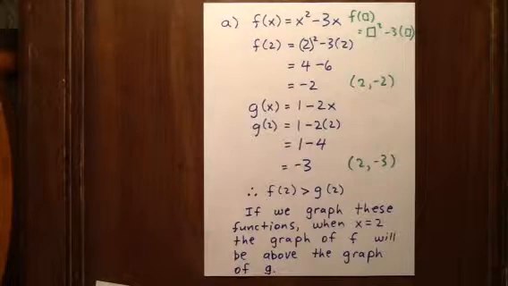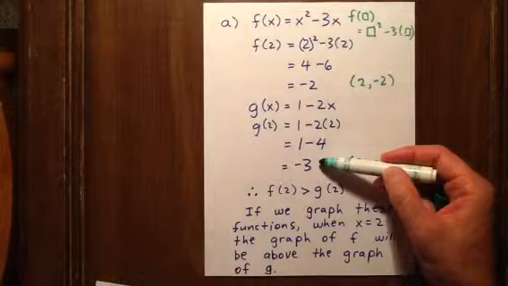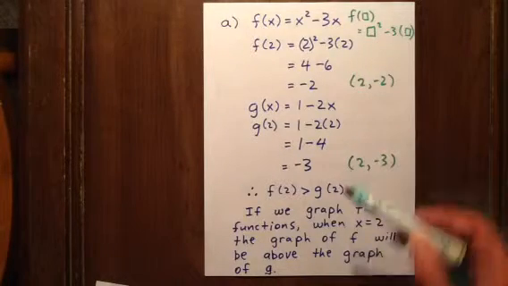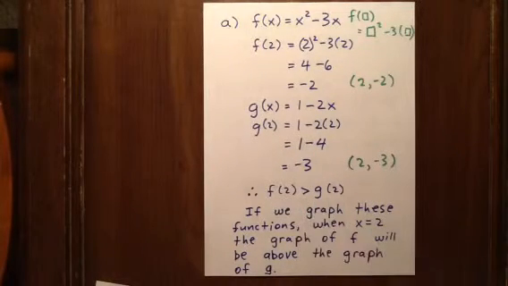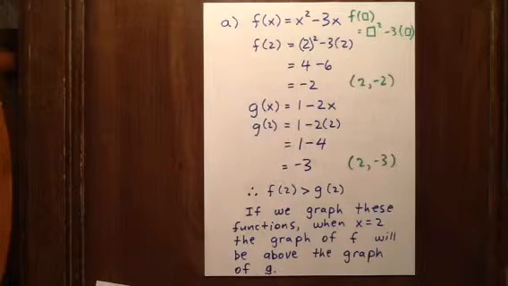And so what we've just shown, since f at 2 is negative 2 and g at 2 is negative 3, we've shown that f at 2 is greater than g at 2. What does that mean in terms of the graph? It means that if we were to graph the functions, when x equaled 2, the graph of f would be above the graph of g, because the graph of f would be at (2, -2), and the graph of g would be at (2, -3).